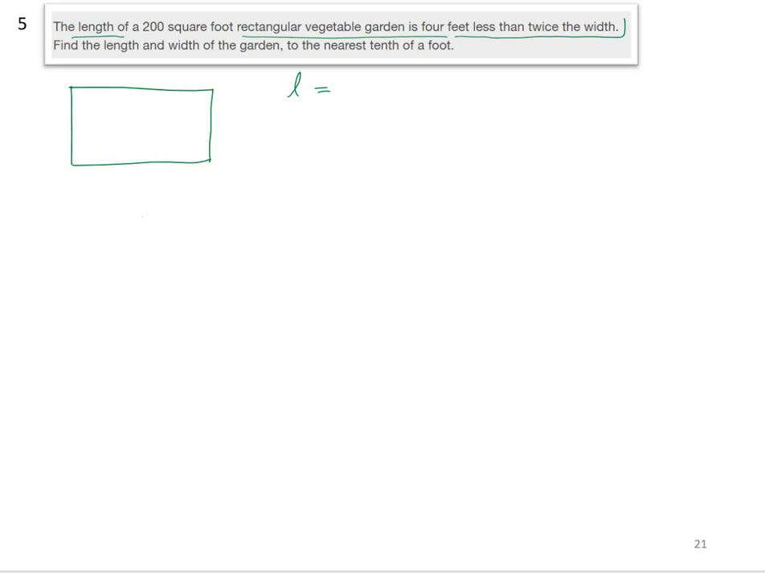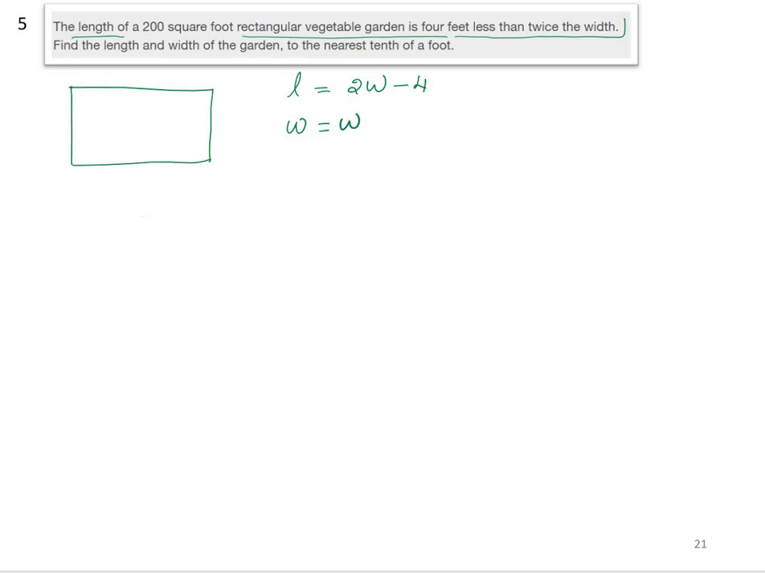So 4 feet less than twice the width means 2w, and 4 feet less means minus 4, right? So the length is 2w minus 4. Now w is the width. There is no way to find w from that given expression, so we can keep w as it is.